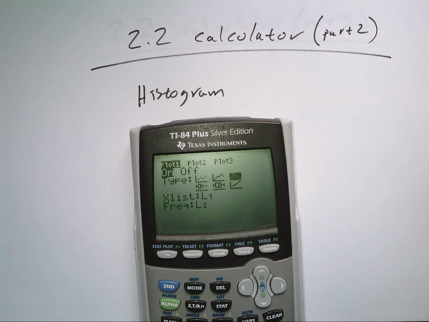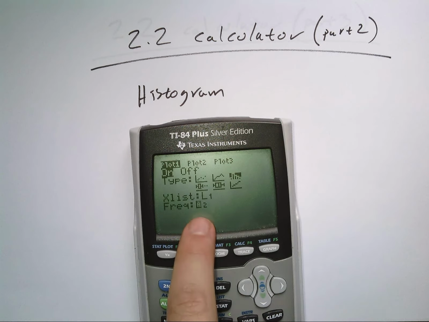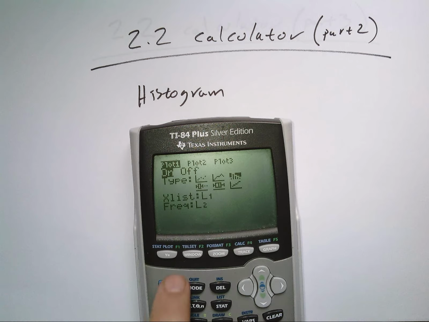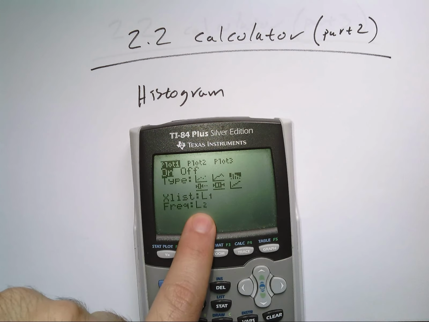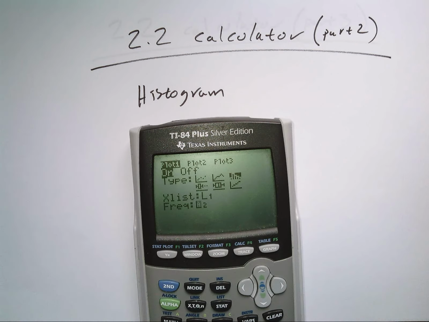So remember, what we're doing here is we have an L1 for our X list, and our frequency is going to be L2. If it's not automatically set to L2, go down there and hit second L2 and hit enter. If you're doing a histogram with raw data, your frequency needs to be set to 1 because every element in your X list happens exactly once. For ours, every element is happening from our X list as many times as L2 says it does. Alright, this is an ordered pair.